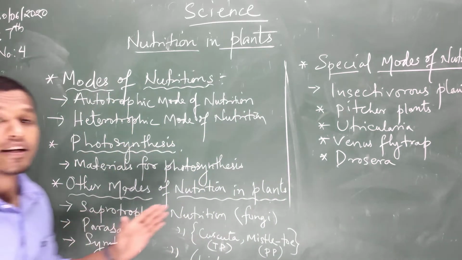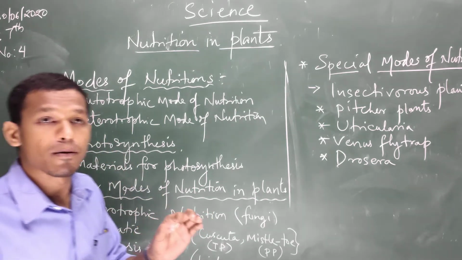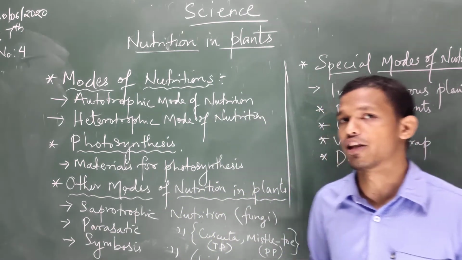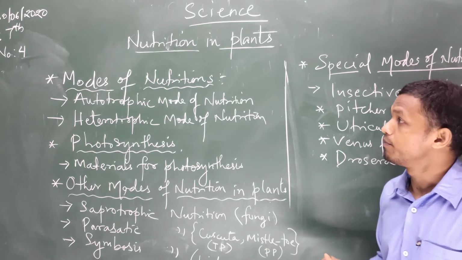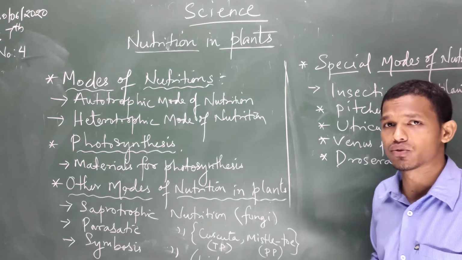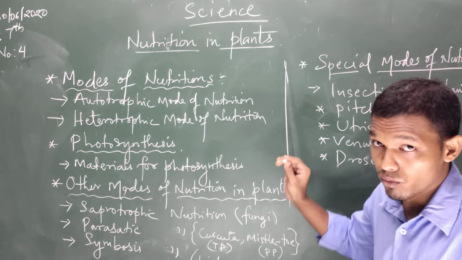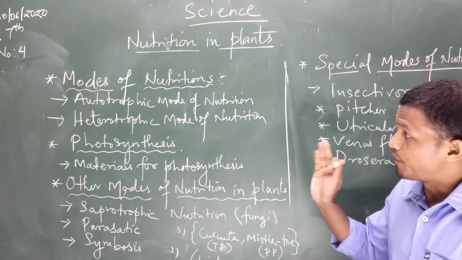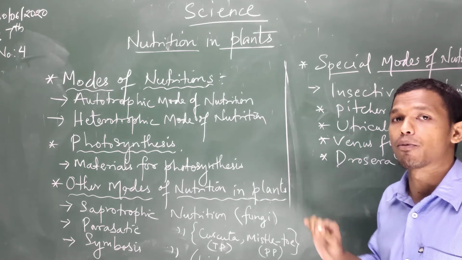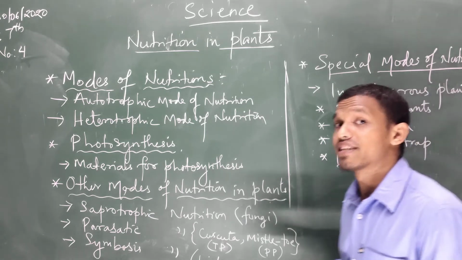Already you have studied in 6th class that food is essential for plants, animals, all living organisms. Food is essential for their living. So you have studied what food is required by the plants to grow or survive: carbohydrates, fats, vitamins, minerals. These are the food components which are required by the plants to carry out their life processes.